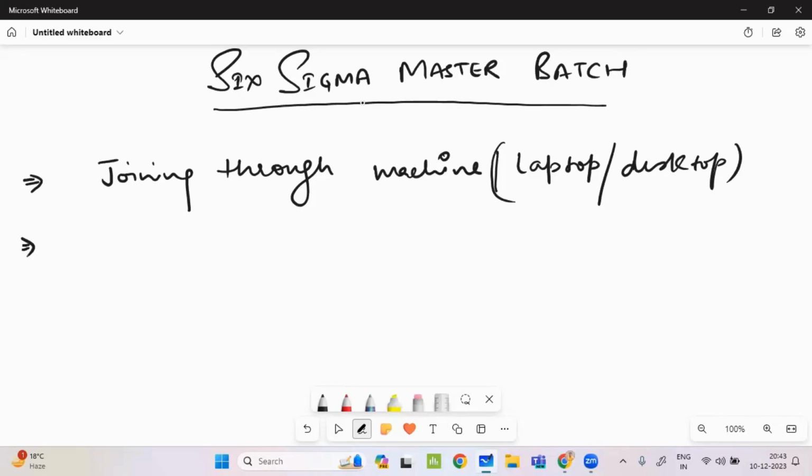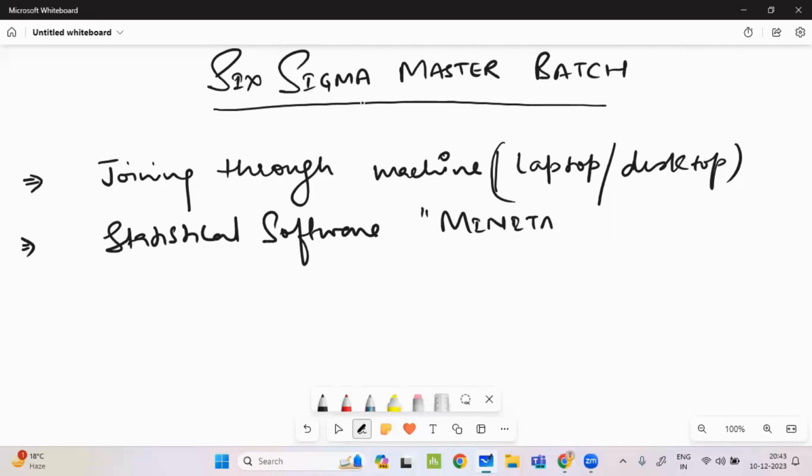The second thing is, in this particular training, we will use one of the statistical software, which is called Minitab. Have you heard about Minitab software, anyone? It's a very standard tool, used in industry. I think around 85 to 90% of industries are using Minitab because it is very simple, has a very user-friendly UI, and it is very effective as well. So when we do the data analysis, we use Minitab.